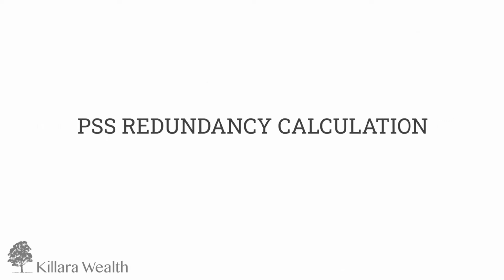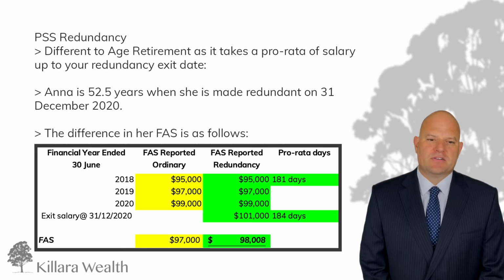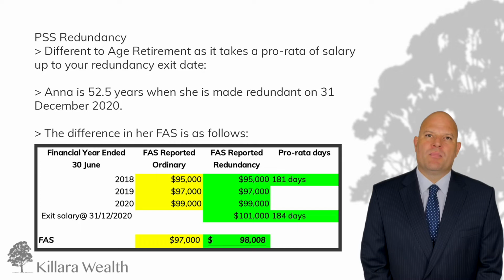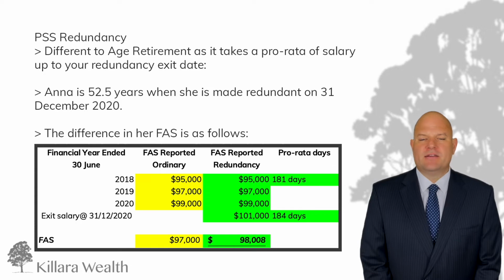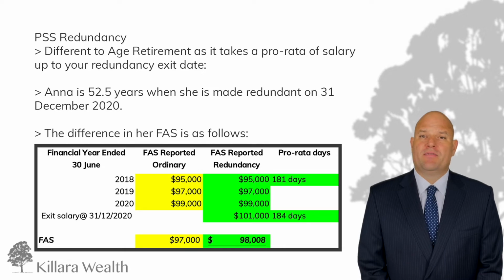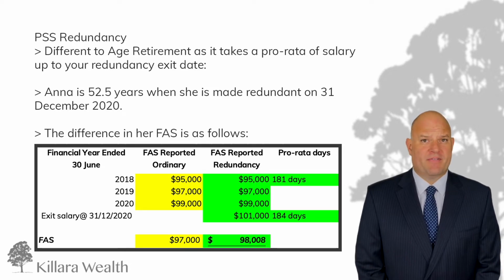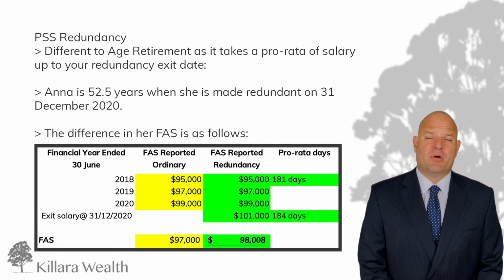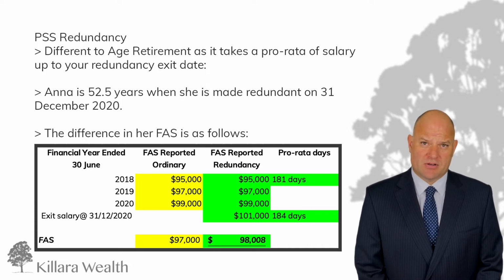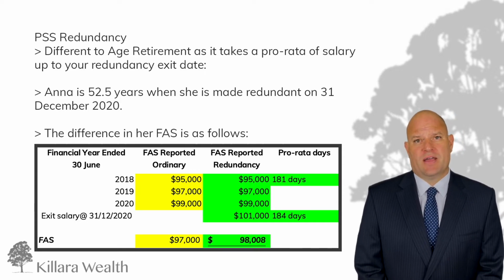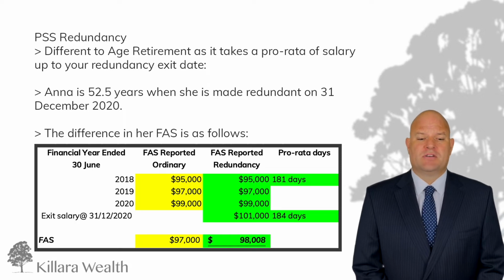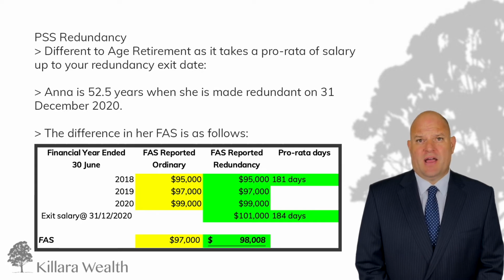Now let's look at the PSS redundancy calculation. The calculation is different to age retirement as it takes into account a pro rata salary up to your redundancy exit date. For example, Anna is 52.5 years old when she is made redundant on the 31st of December 2020. The difference in her FAS is as follows. Ordinary FAS is reported as the average of her salary on her birthday for the last 3 years, or $97,000. Redundancy FAS looks at a pro rata amount from the 2018 financial year, as well as an amount for the 2021 financial year. This gives her a final average salary of $98,008.